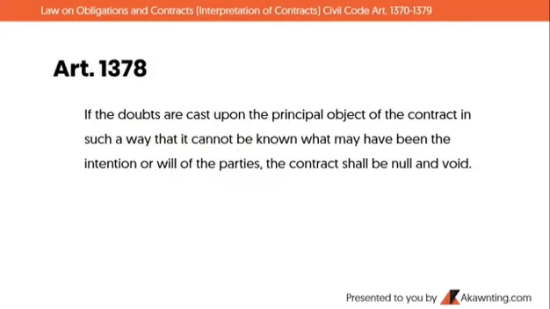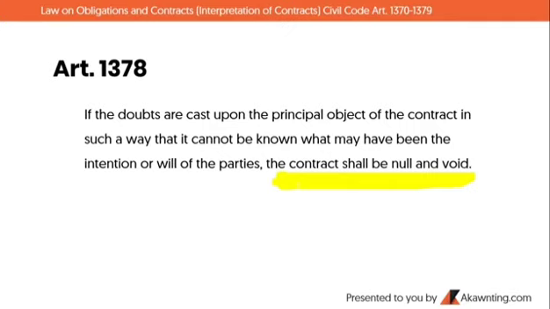Okay, so how about paragraph 2 ng Article 1378? If the doubts are cast upon the principal object of the contract in such a way that it cannot be known why or what may have been the intention or will of the parties, the contract shall be null and void. Okay, so ayun, malinaw. For example, yun nga, nagbenta ng lupa tapos hindi natin matukoy kung anong specific na lupa. Okay? Kahit nung tinanong na natin yung mga seller and buyer, hindi nila alam kung ano yung binenta at binili nung isa, di ba? So, malabo naman yun na ganun.